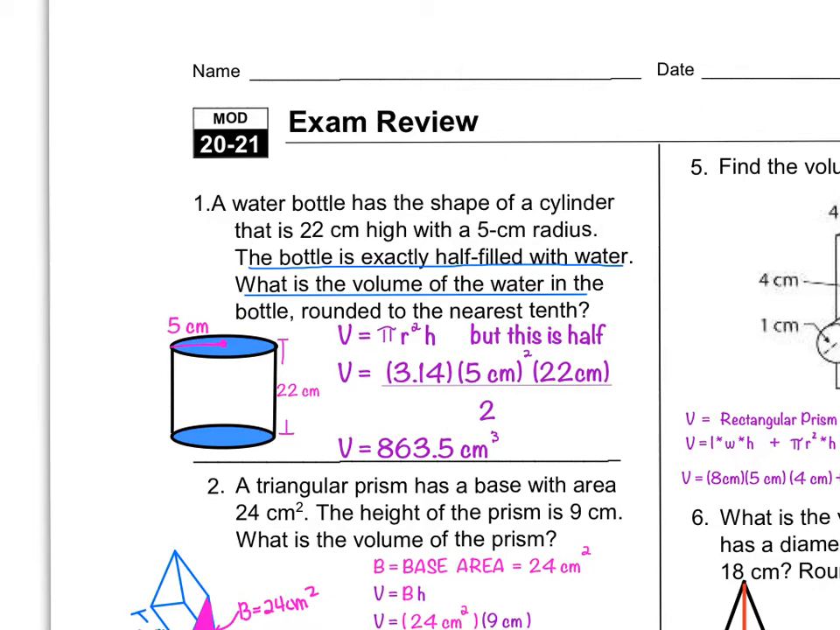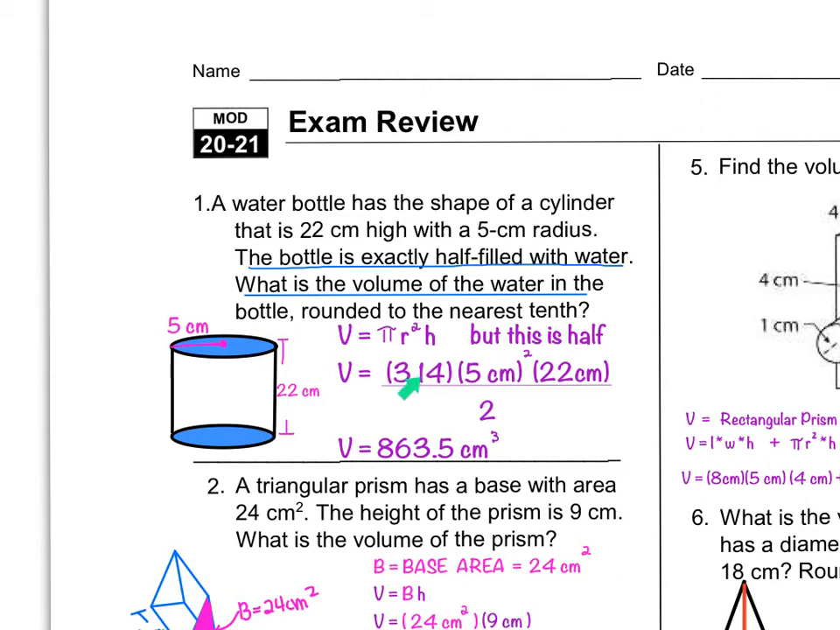This is the module 20 through 21 review for your exam. On number 1, we start off with a water bottle that is shaped like a cylinder and is 22 centimeters high, 5 centimeters in diameter. The formula for the volume of a cylinder is pi r squared times height, but we're only going to take half of this formula, which is why I'm dividing by 2 here, because the problem said that it's exactly half filled with water, and we only want the volume of the water.